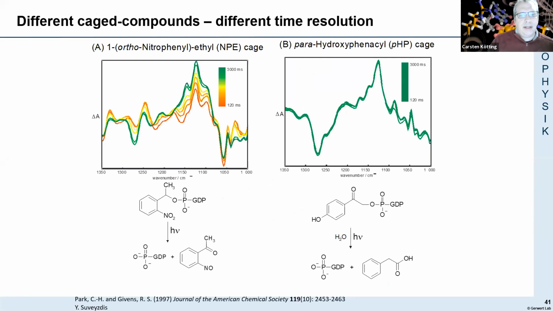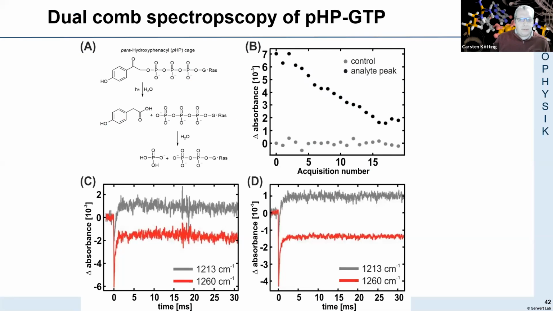So there are other cage compounds, like here on the right side. This is a para-hydroxyphenacyl cage group, and this already is cleaved at the excited state after photolysis, and you have GTP formation in less than a picosecond. Yeah, the disadvantage of this is that you have to synthesize it in your lab. This nitrophenyl ethyl cage group you usually can buy commercially. Yeah, but now we synthesized this para-hydroxyphenacyl GTP and measured this also with dual comb spectroscopy.